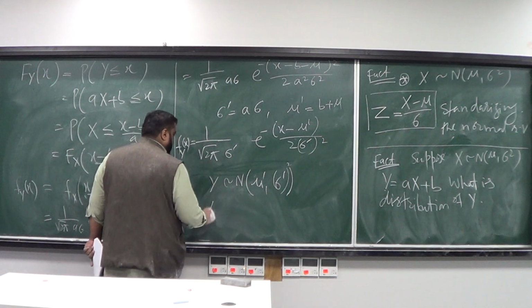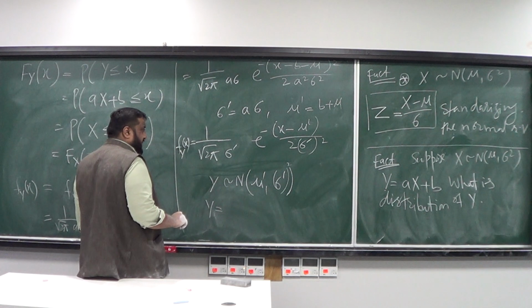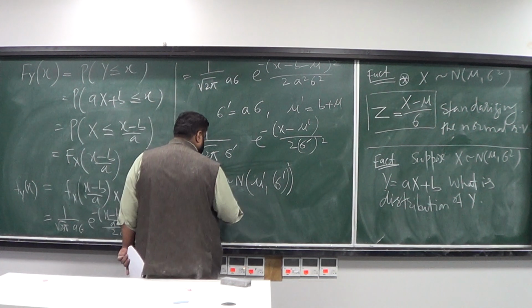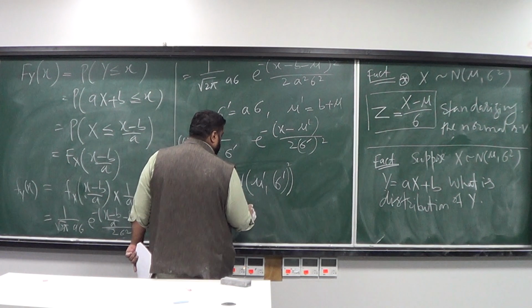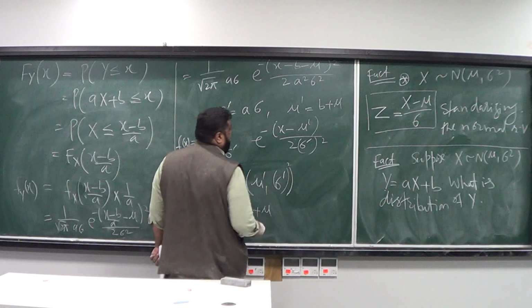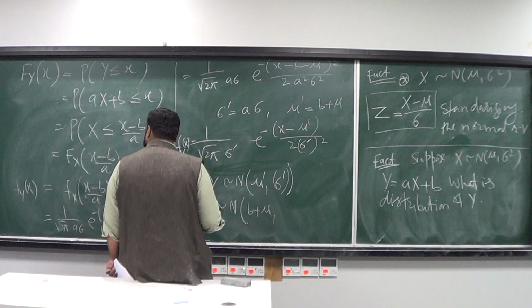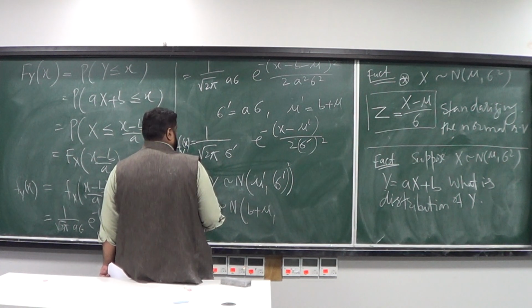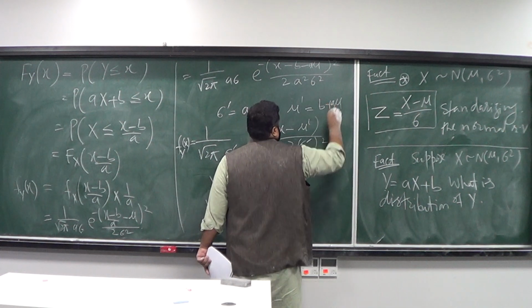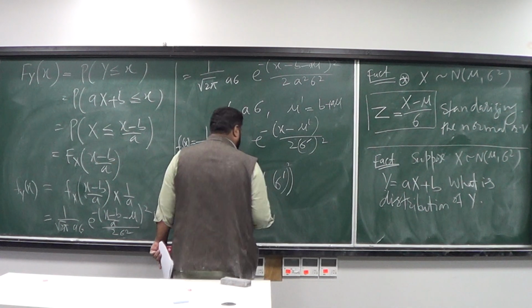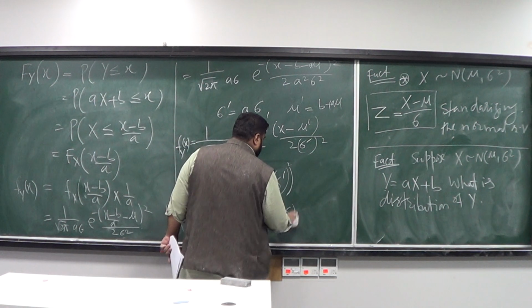In other words, y is normally distributed with, if I substitute the values, mu prime, that is b plus mu, b plus a mu, yes, we are forgetting something, a mu, b plus a mu, and variance sigma prime square, that is a square sigma square.